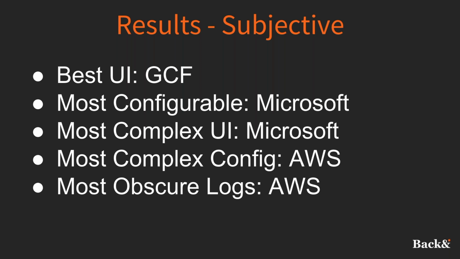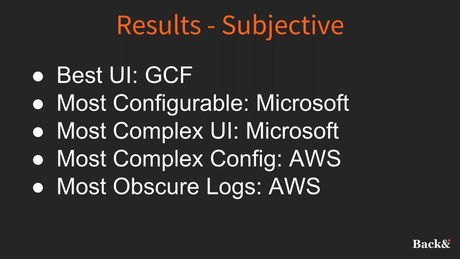So in my opinion, the best UI was Google Cloud Functions. I was up and running with a function that I could hit over the web in under 10 minutes, and it was just a breeze from start to finish. Compared to AWS and Microsoft, it's just so much better an experience on Google. It really surprised me how well that worked.